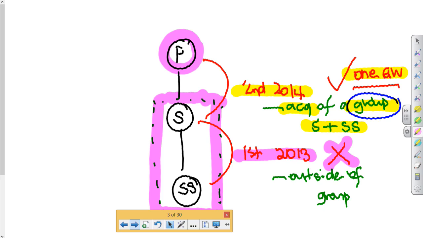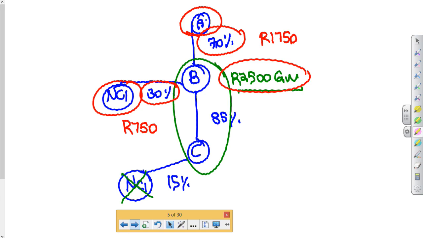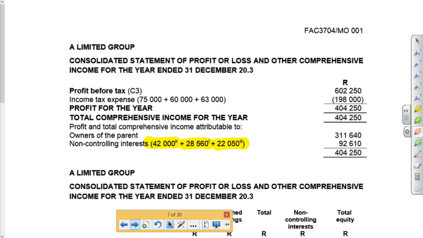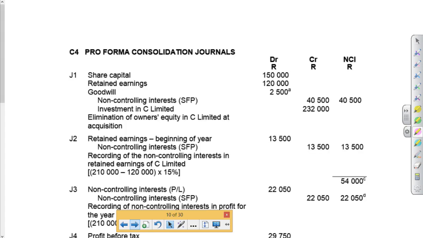If I have dates that are in reverse, in other words, the bottom acquisition happened first, then I have one acquisition transaction and one goodwill or one bargain, which is what we saw. So the examples are 3.3 for the dates that follow, and then 3.4 for the dates that don't follow.